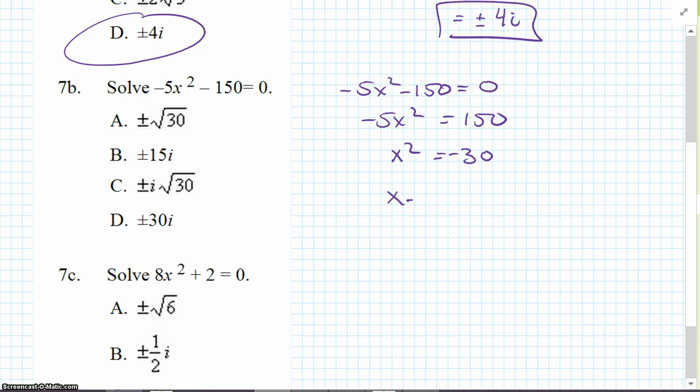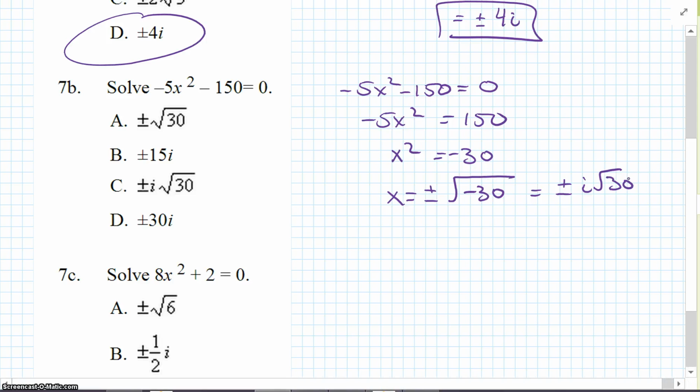Square root each side, so x equals plus or minus the square root of negative 30, which is the same thing as plus or minus i square root of 30. Okay, what can we break down 30 with? Really, I can't think of any factors, so x equals plus or minus i square root of 30.